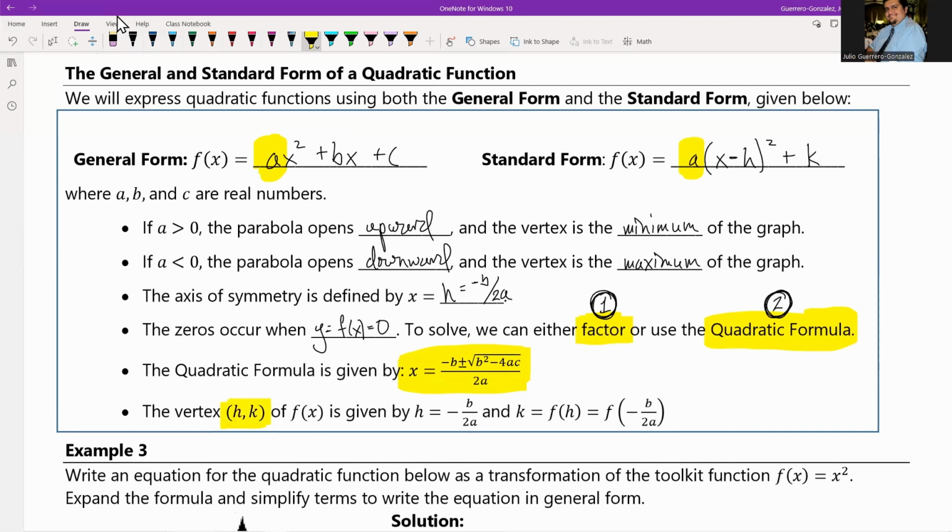The last bit is the vertex, the h and the k. Let me actually do it in blue. This h and k are the same h and k that are right there, which is the same h that is provided by the axis of symmetry. The h is given by this, and the k is given by f of h. So if you ever want to find a vertex, first find the h and then find the k, because the k is going to require you to plug in the h.